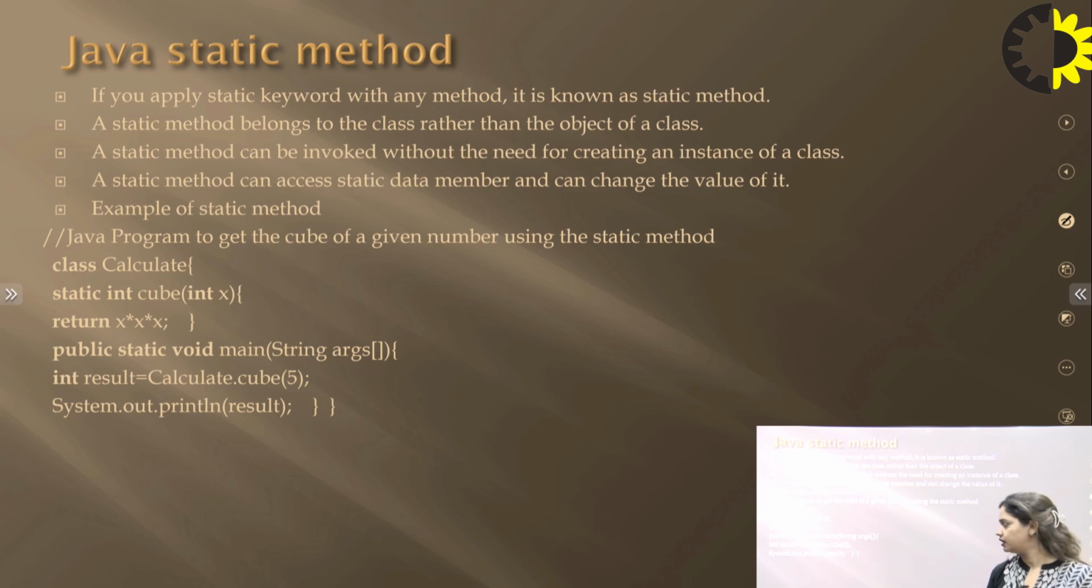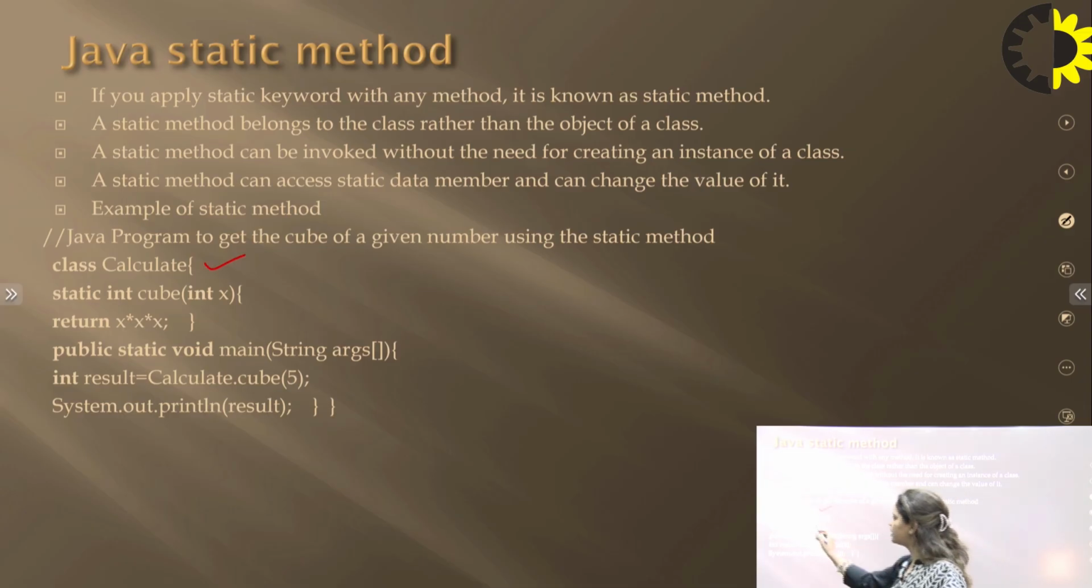Now let's have a look at an example of this static method. In this example, we have one class named Calculate. In Calculate, we have a function named cube, which is a parameterized function containing only a single parameter of type integer, and it will be returning the x cube, the value of x raised to the power 3.